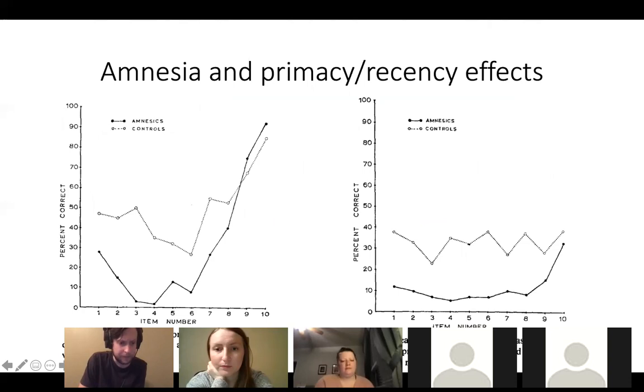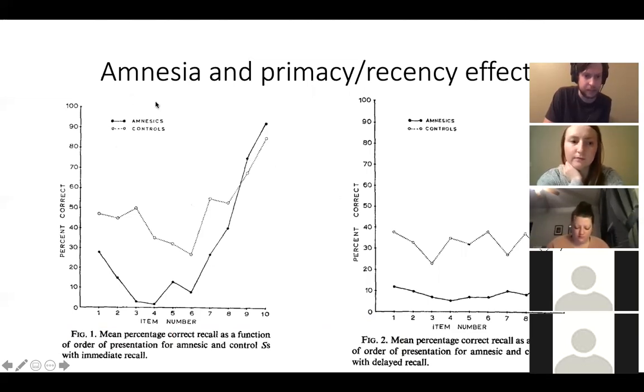Let's see, trying to remember the difference between these. Right, so this is the one that I want you to look at, this one right here. This is the one that matters most. Here's people with amnesia. Here's people with controls. People without amnesia, controls, they don't have long-term memory impairment. And this was a 10-item sequence, so they had to remember 10 numbers.